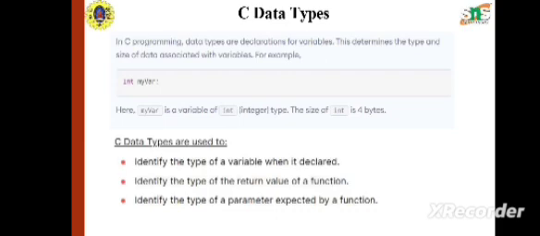For example, int my variable. Here my variable is a variable which is going to hold the value of integer type. The size of int is 4 bytes. C data types are used to identify the type of a variable when it is declared, identify the type of the return value of a function, then identify the type of a parameter expected by a function.